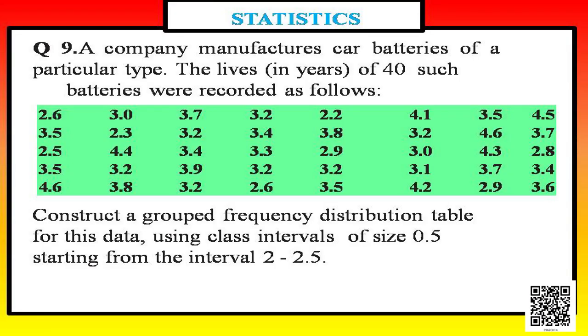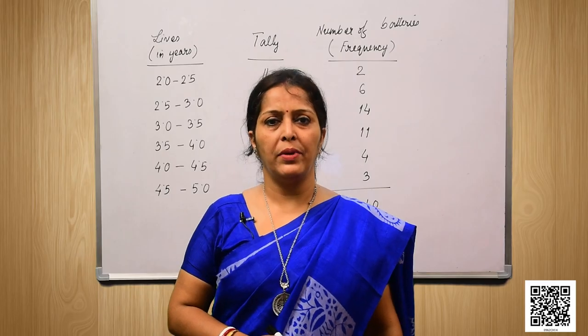Now we come to the last question of our exercise 14.2, number 9. This question says, a company manufactures car batteries of a particular type and the lives of 40 such batteries were recorded as follows. Then some numbers are given to us as the lives in years of the batteries. And then it is asked to construct a grouped frequency distribution table for this data using class intervals of size 0.5 starting from the interval 2 to 2.5. So let us solve it. So here is the solution of question number 9.